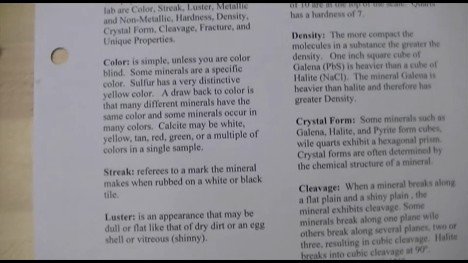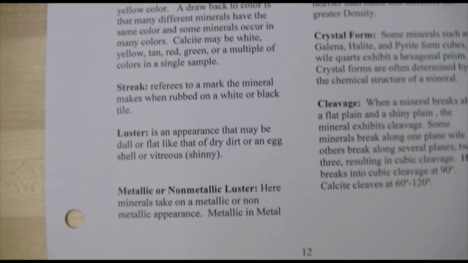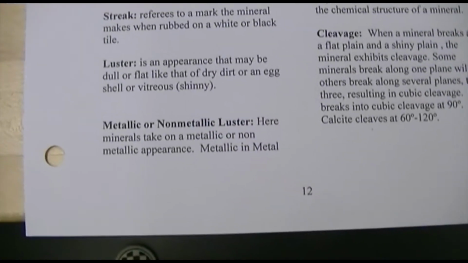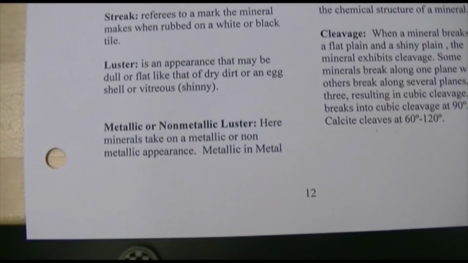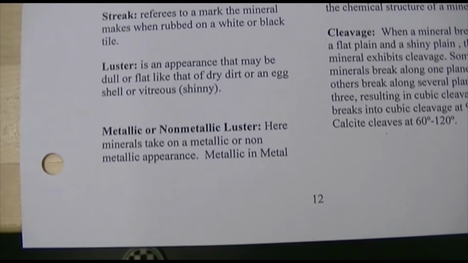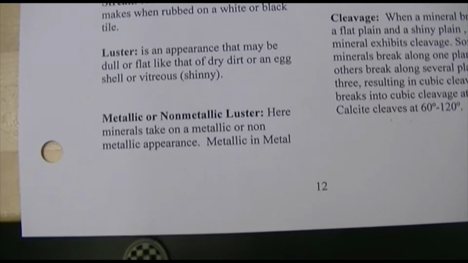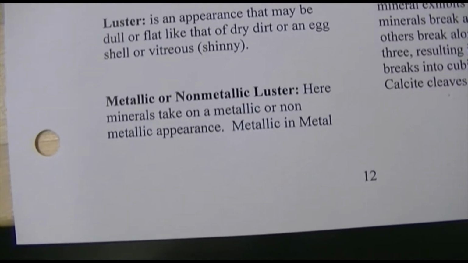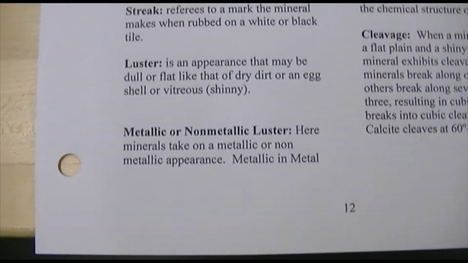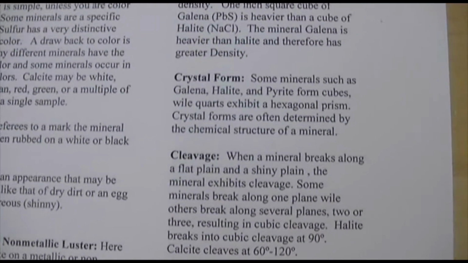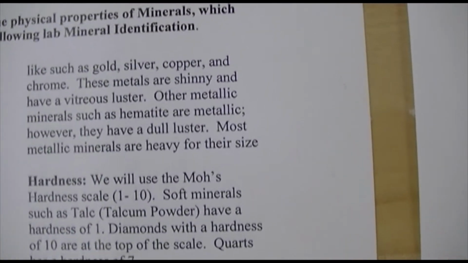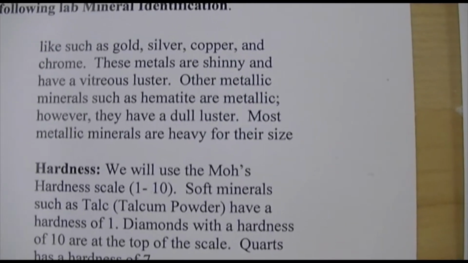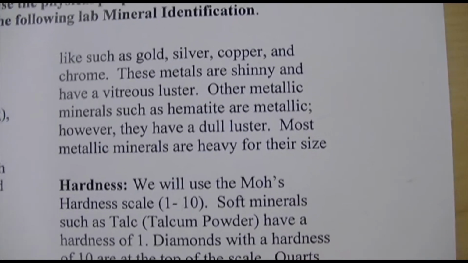Really basic things like color, streak. Streak is basically a mark that is left on a piece of tile. Luster means, if it's earthy, does it look like dirt? Is it vitreous, shiny or not? And then metallic. Good example of something that is metallic that we see every day are coins. So change that you receive, oh, maybe not so much anymore. There's a change shortage. So a good example of a good metallic mineral is gold, silver, copper, chrome. Those are good examples of metallic.